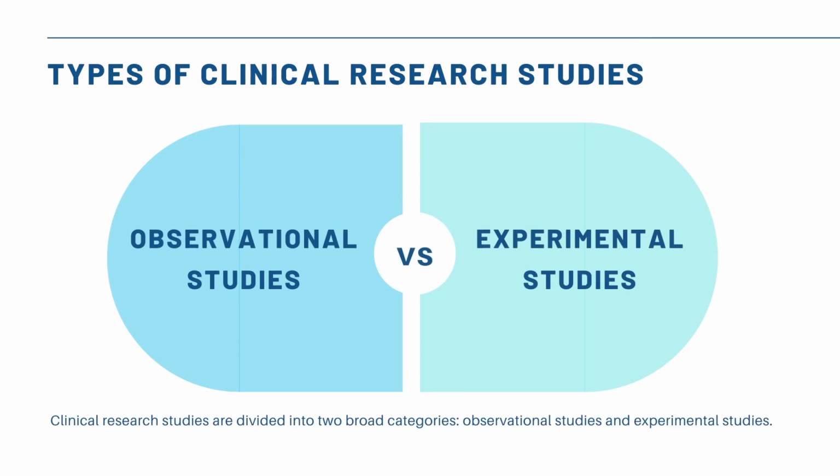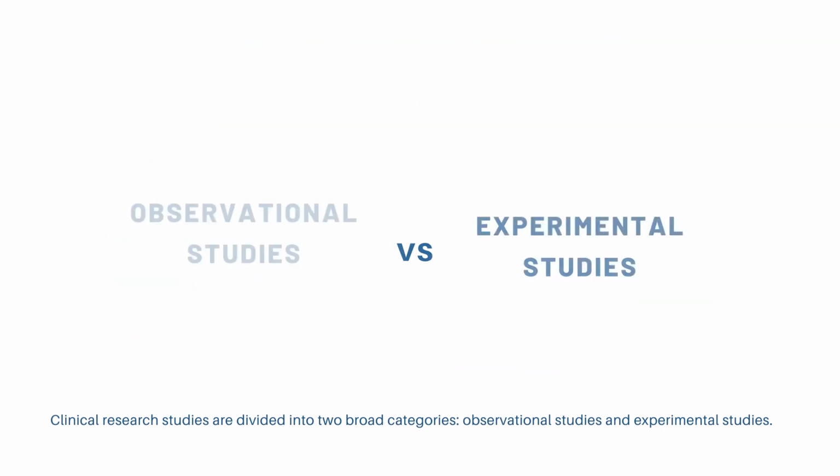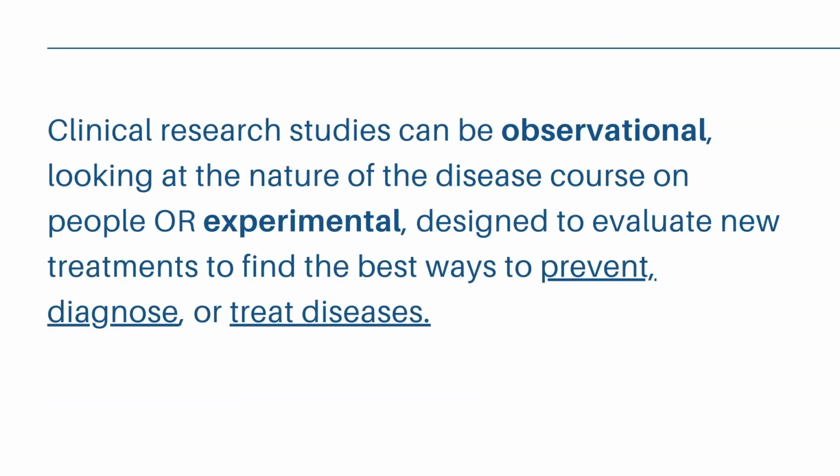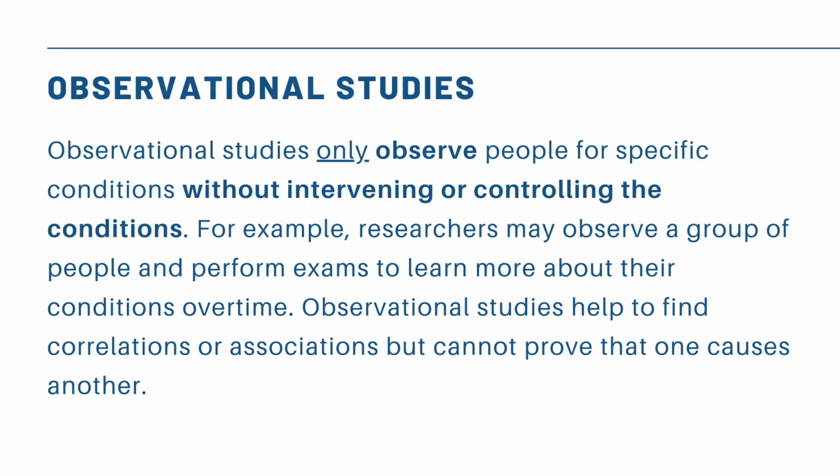Next, let's take a look at the types of clinical research studies. Clinical research studies are divided into two broad categories, which include observational studies and experimental studies. To introduce, clinical research studies can be observational, looking at the nature of the disease course on people, or experimental, designed to evaluate new treatments to find the best ways to prevent, diagnose, or treat diseases.